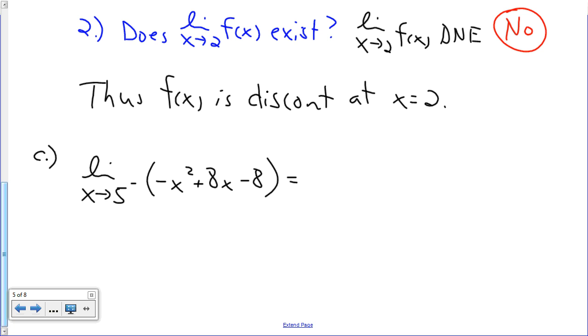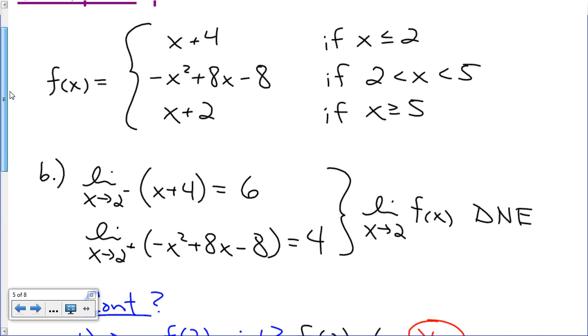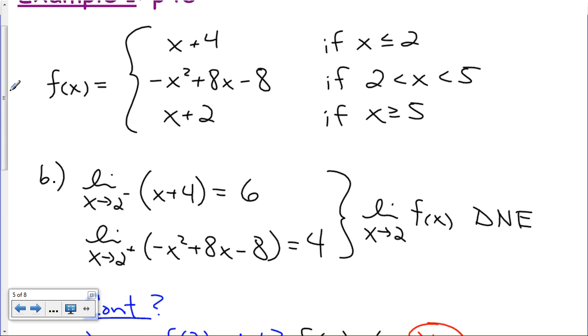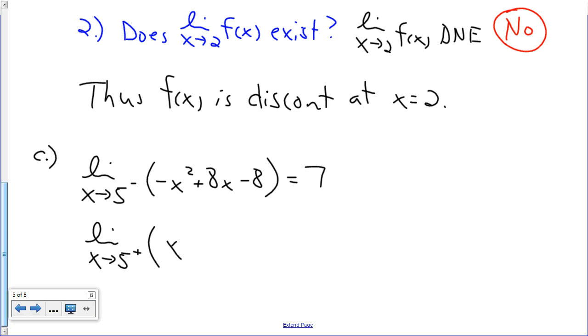If we plug in 5, the opposite of 5 squared would be negative 25. Plus 8 times 5, that's 40. So negative 25 plus 40 is positive 15. Minus 8 is 7. Now do the same thing from the other side, the limit as x goes to 5 from the right side. Going back to the definition of the function, the piece that we want is for x greater than 5, the last piece of this function, the x plus 2 piece. Using substitution, 5 plus 2 gives me 7.